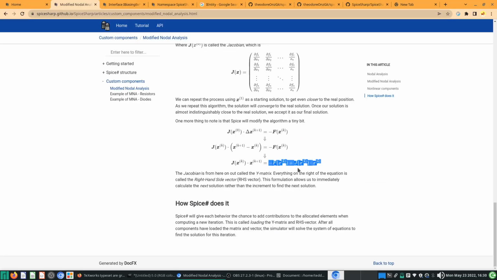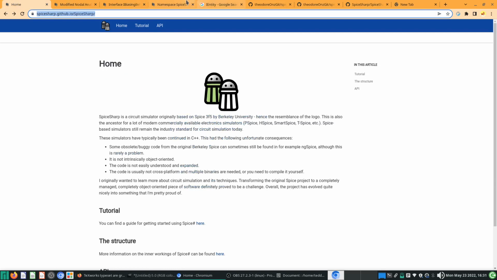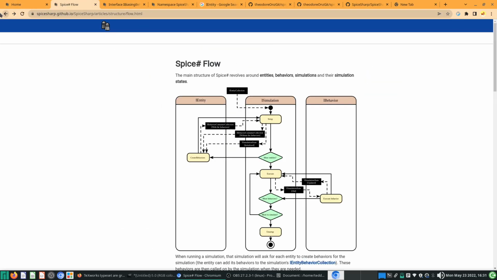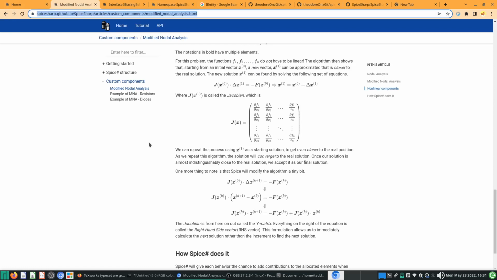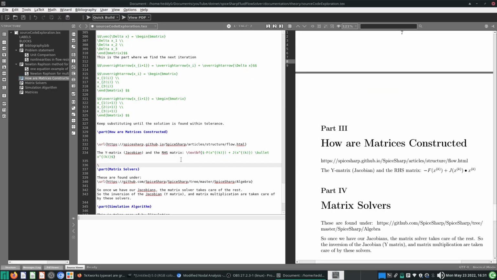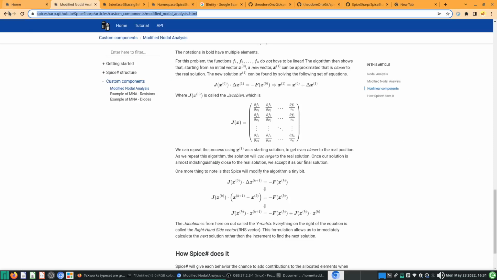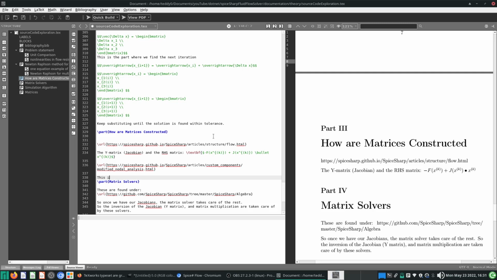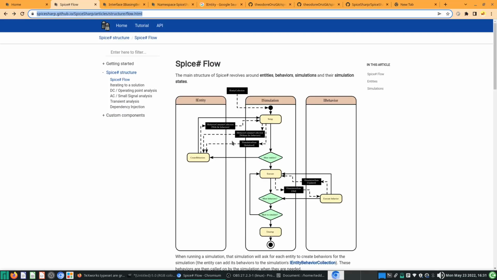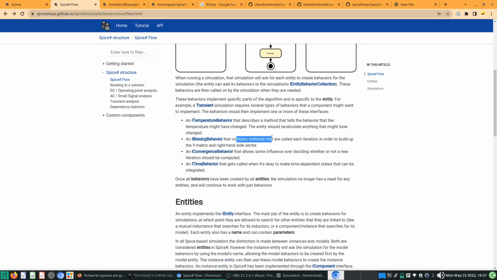Okay, so this right hand side is over here. Now, where are these constructed? These are constructed in this IBiasing behavior. Let me put this down here first. This is done in the IBiasing behavior. As you can see, it contains methods that are called in each iteration in order to build up the Y matrix and the right hand side vector.